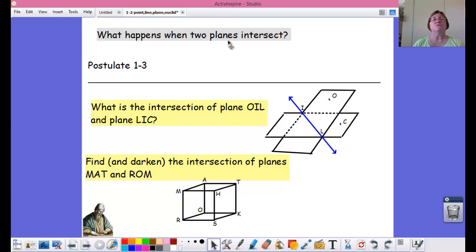The third postulate. What happens when 2 planes intersect? A good way to answer this question is to look at 2 of the walls in the room that you're in. 2 planes, if they are going to intersect, must intersect in a single line. If you think about that, looking in the corner of the room, you'll see the line up and down between 2 walls. They share that line. That's their intersection. As you look at the drawing that we have here, plane OIL is this one, plane ILC is this one. The only thing those planes have in common is the line IL.